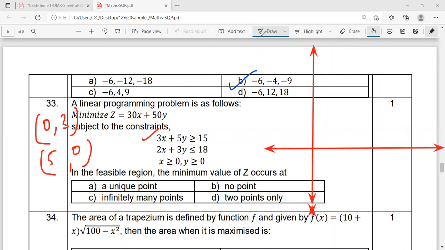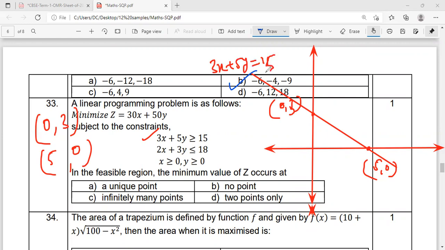Where is (0, 3)? (0, 3) should be somewhere here. We're drawing it roughly. (0, 3) should be somewhere here, and (5, 0) should be somewhere here. Right? Let me write the coordinates also. This is (5, 0). This is (0, 3). All right. Now this line we will draw passing through these 2 points should look somewhat like this. Roughly we are drawing, but that will give us a very good idea. So this line is 3x plus 5y equal to 15.